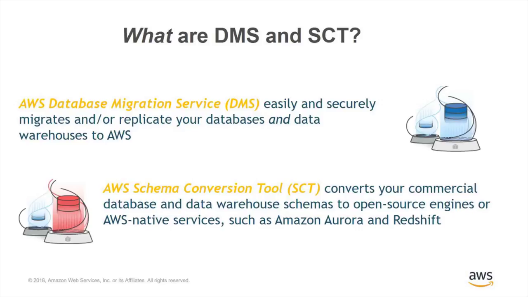So the AWS Database Migration Service is basically helping you to set up your migration and replicate your databases and data warehouses securely and easily. AWS Schema Conversion Tool is basically helping you to convert your existing database and data warehouse schemas and database code to an open source engine or AWS native services such as Amazon Aurora or Redshift. So DMS, in summary, is helping you to migrate the data that you have in your databases, and Schema Conversion Tool is helping you to convert your existing code to an open source engine or the database engine that you are moving to in AWS.